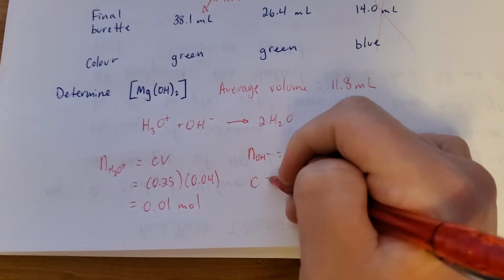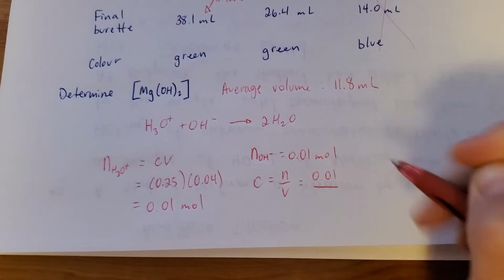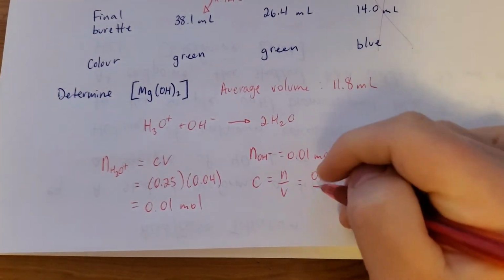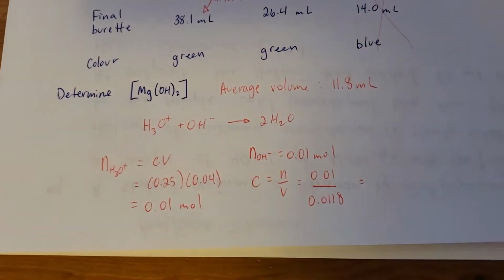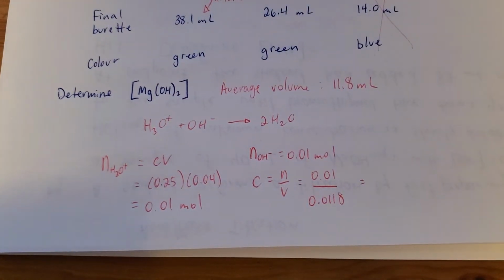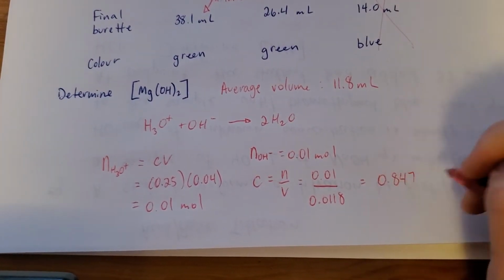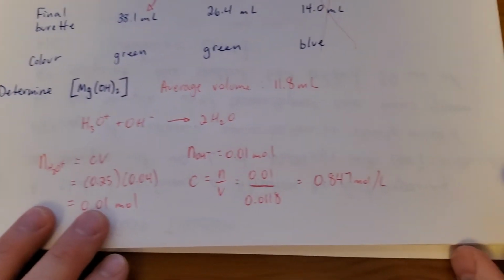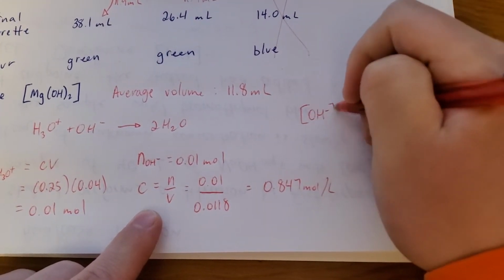The concentration of hydroxide is going to be this number divided by the volume. The volume we use is our average volume. Just remember to divide that by 1,000. Okay, I get 0.847 moles per liter. All right, now let me clean this up. This was the concentration of hydroxide. Awesome.